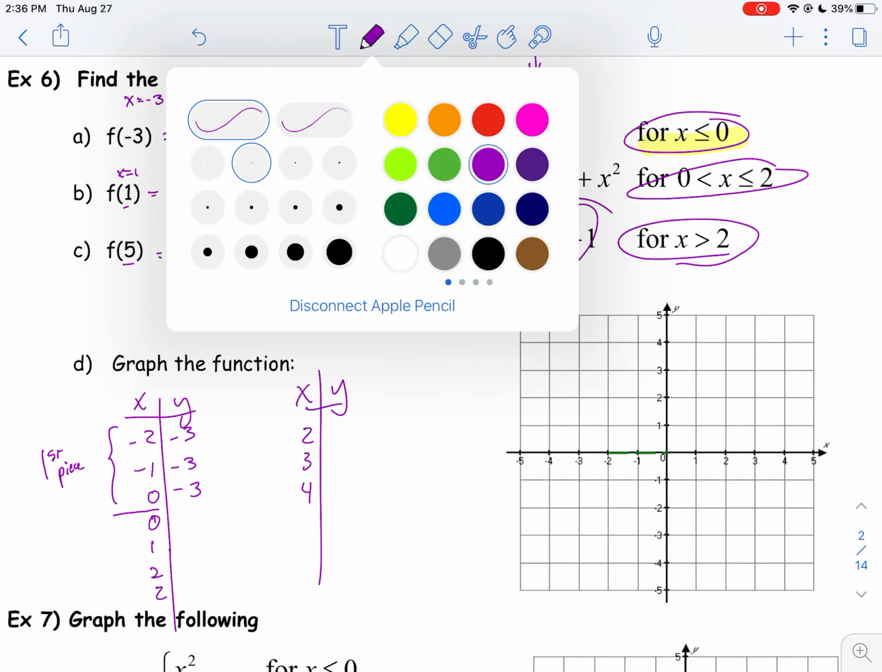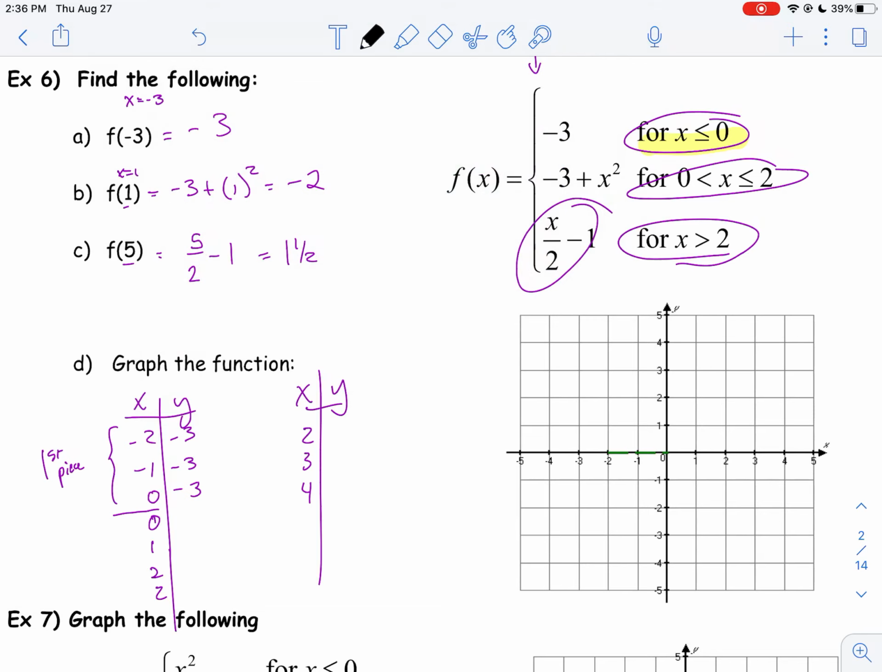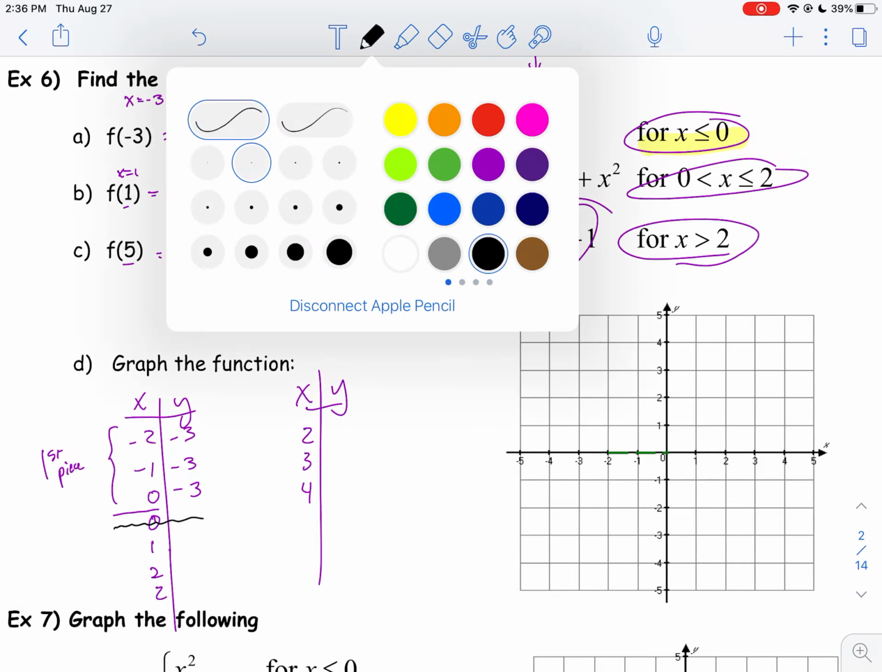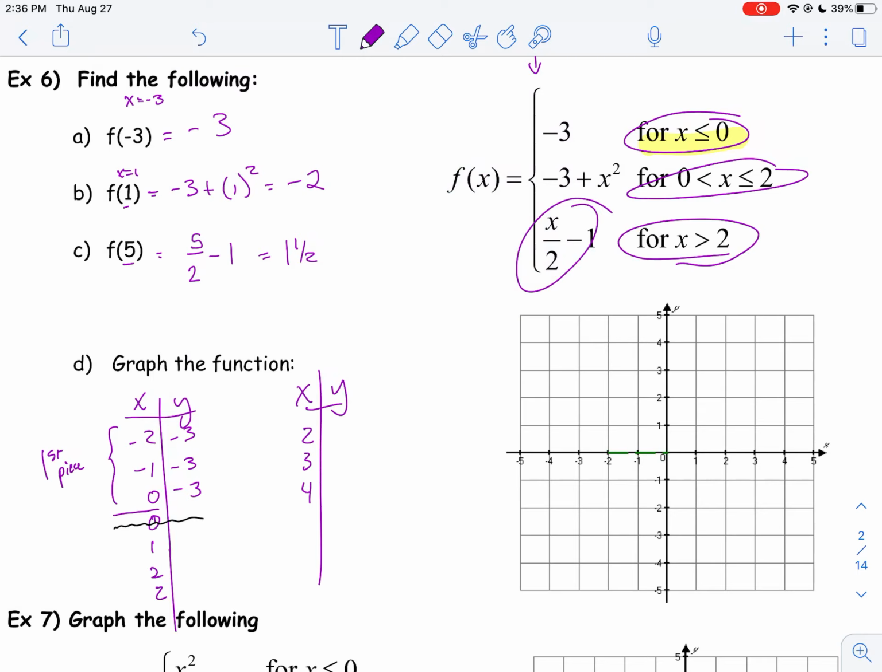Now, I put 0 in there twice. I'll get to this in just a second, but we want to actually plug that in. Even though this is part of the first piece, we're going to need that value. So I kind of scribbled it out because it's not actually on the graph. But if 0 was in this range, if this was an equal to symbol, it's not, we would plug 0 in. So negative 3 plus 0 squared is negative 3.